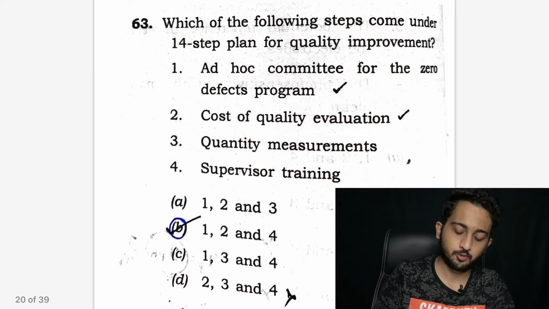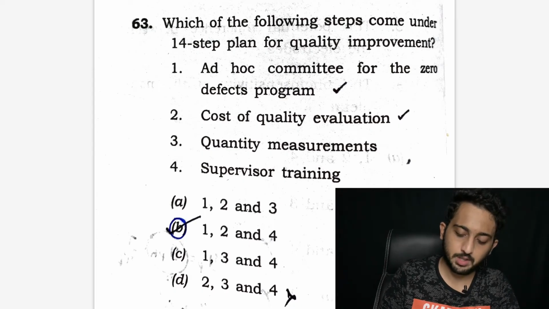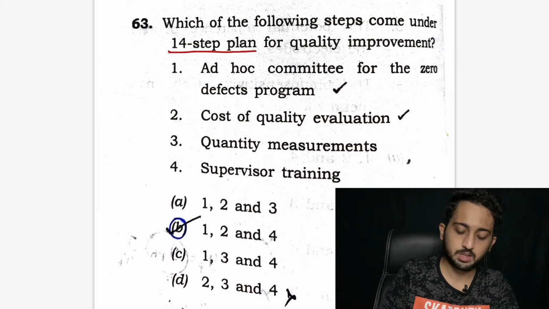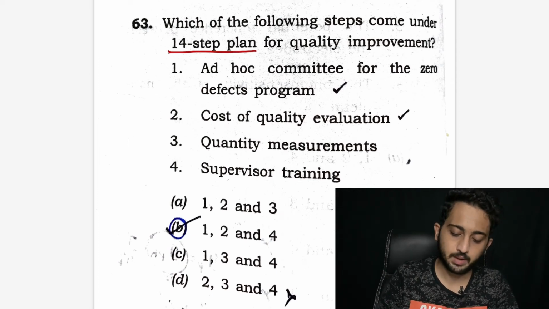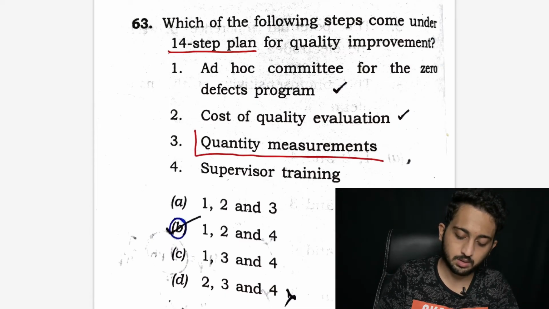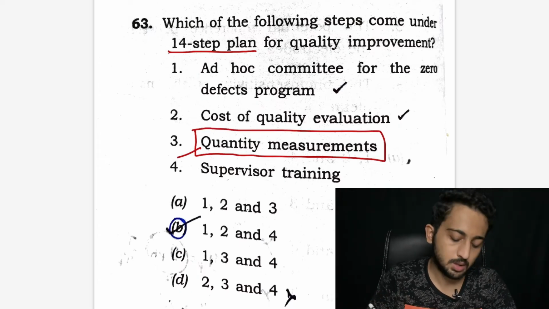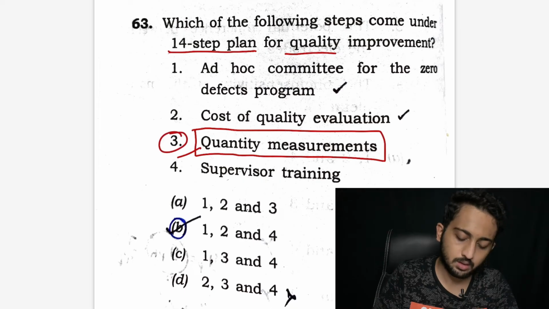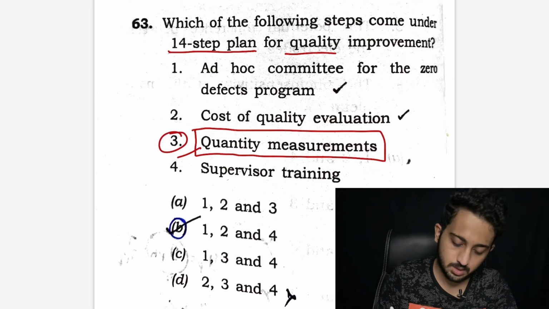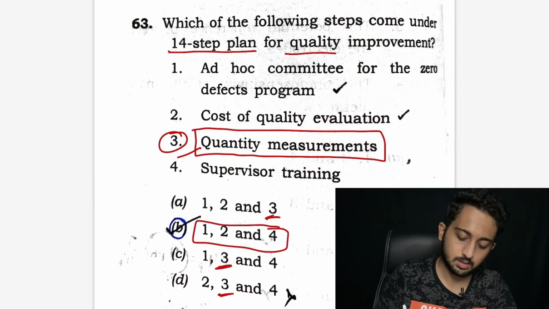This question is also from quality control. Which of the following steps come under the 14-step plan for quality improvement? Even if you don't know the 14-step plan, just read the options. Ad hoc committee for the zero defects program seems good. Cost of quality evaluation, okay. Quantity measurement. Quantity measurement has nothing to do with quality improvement. Quantity is different and quality is different. So C should not be in the options. I mean 3 should not be in the options. Here 3 is there, here also 3 is there, here also 3 is there. So this is the right answer.